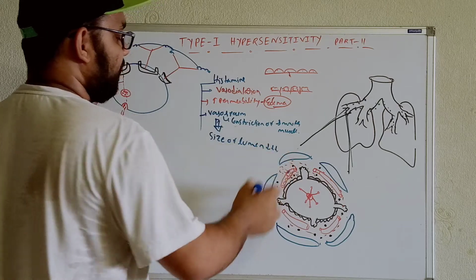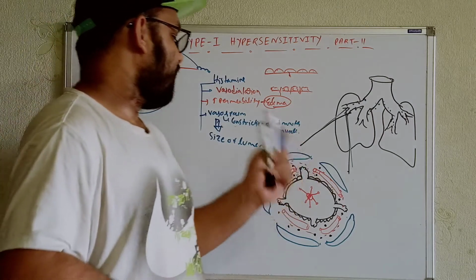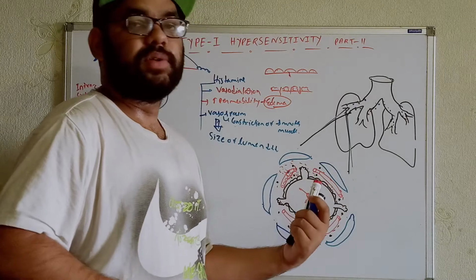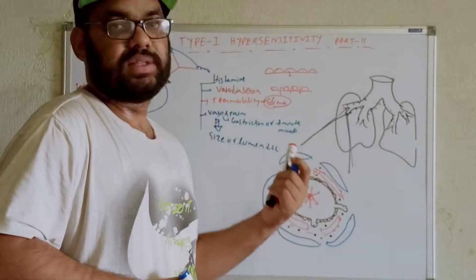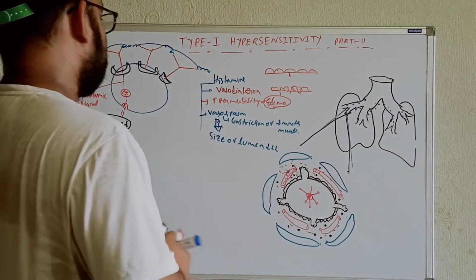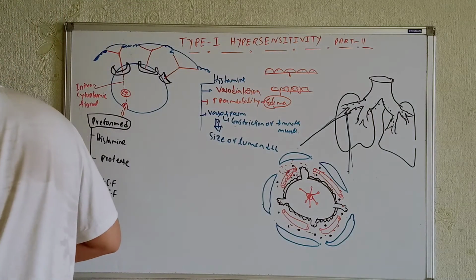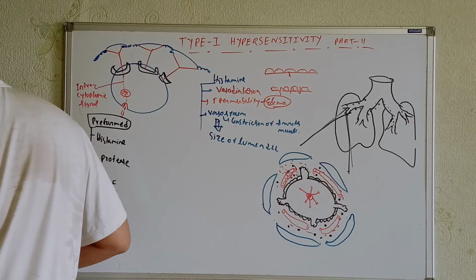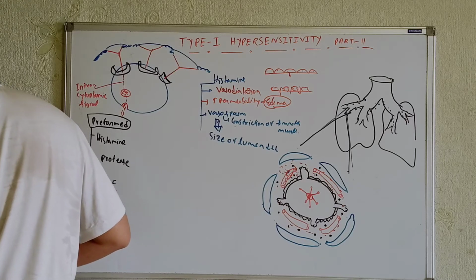Now try to think, whenever the size of the lumen is less, definitely there is no sufficient space for the air passing, so there will be a problem in the breathing, especially during expiration. During expiration, the individual will face too many problems over here. Now we'll talk about what other complications we can get over here.